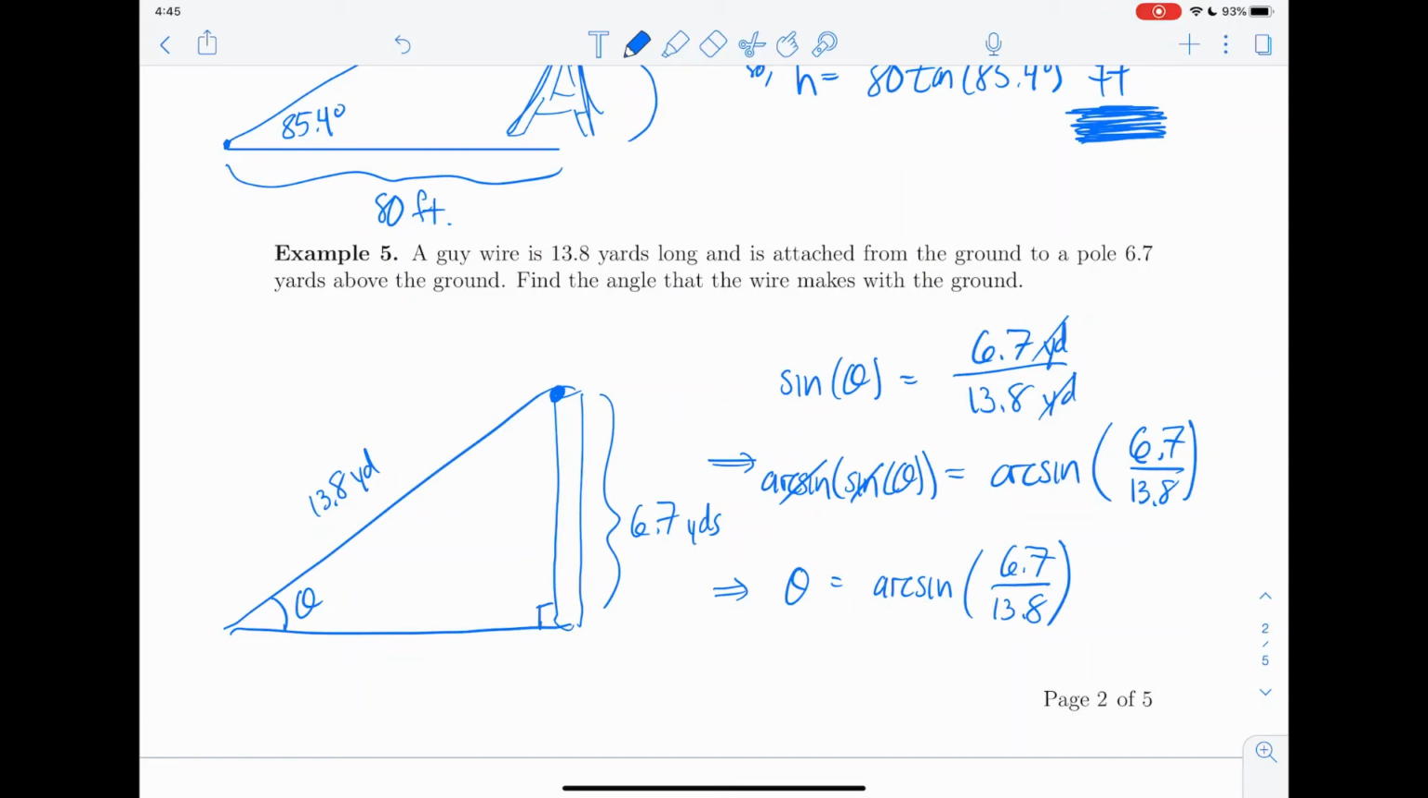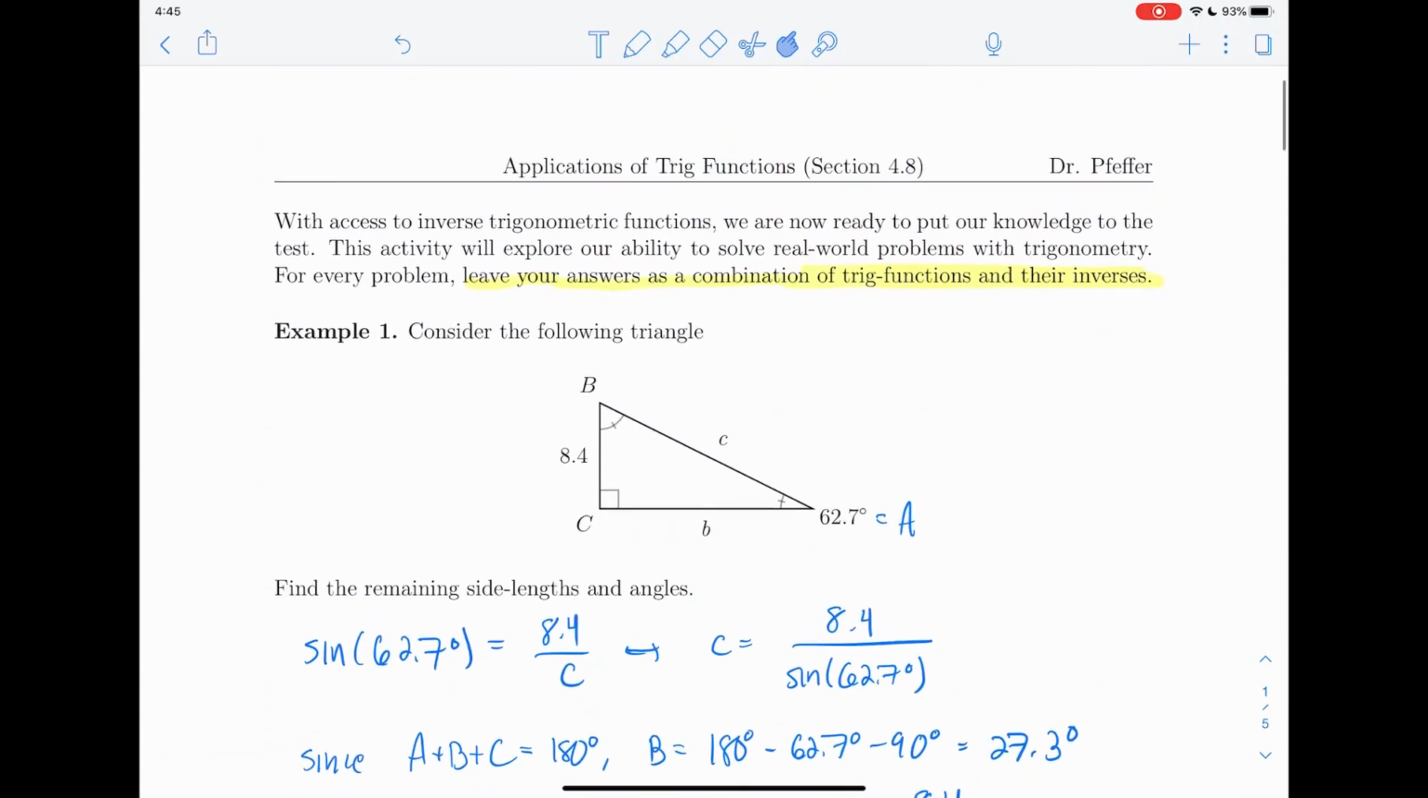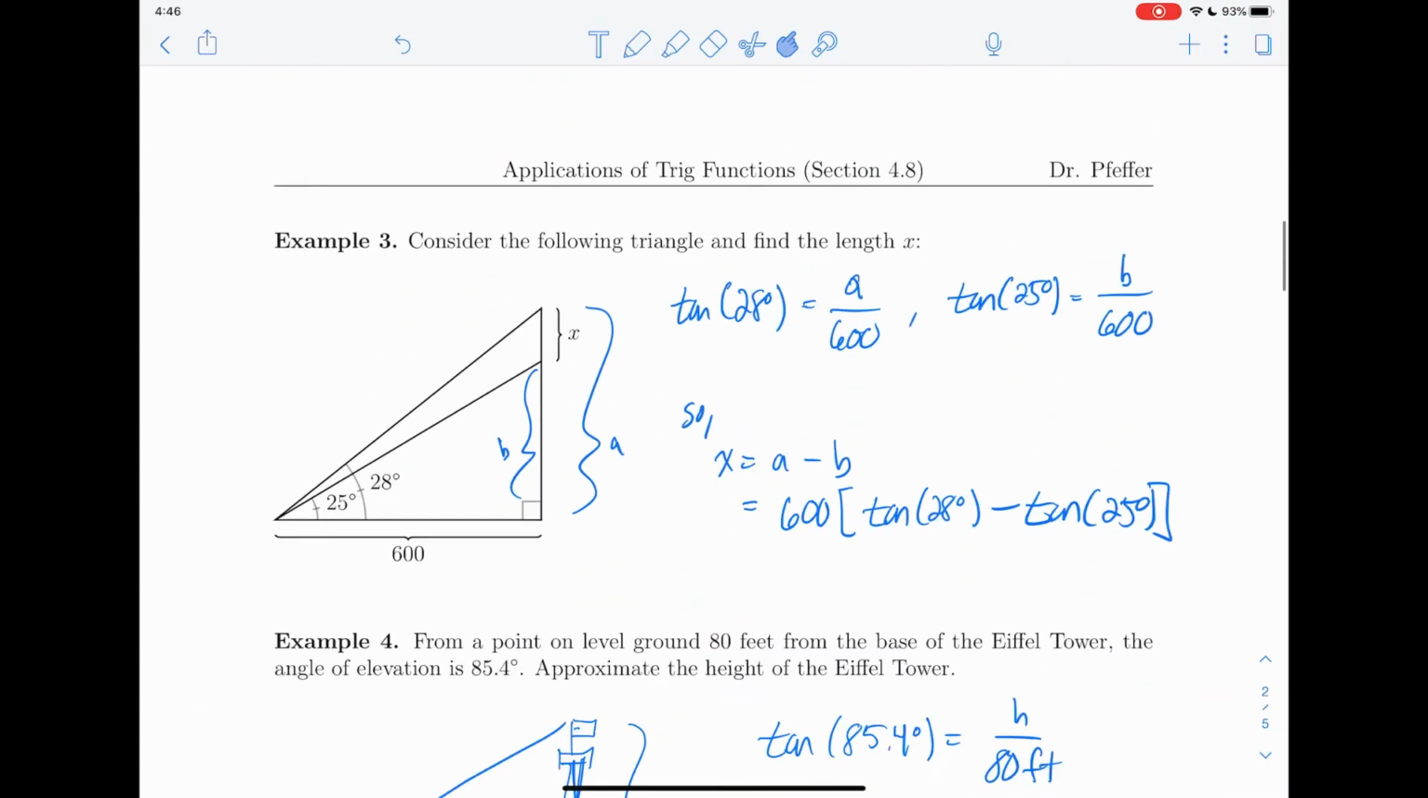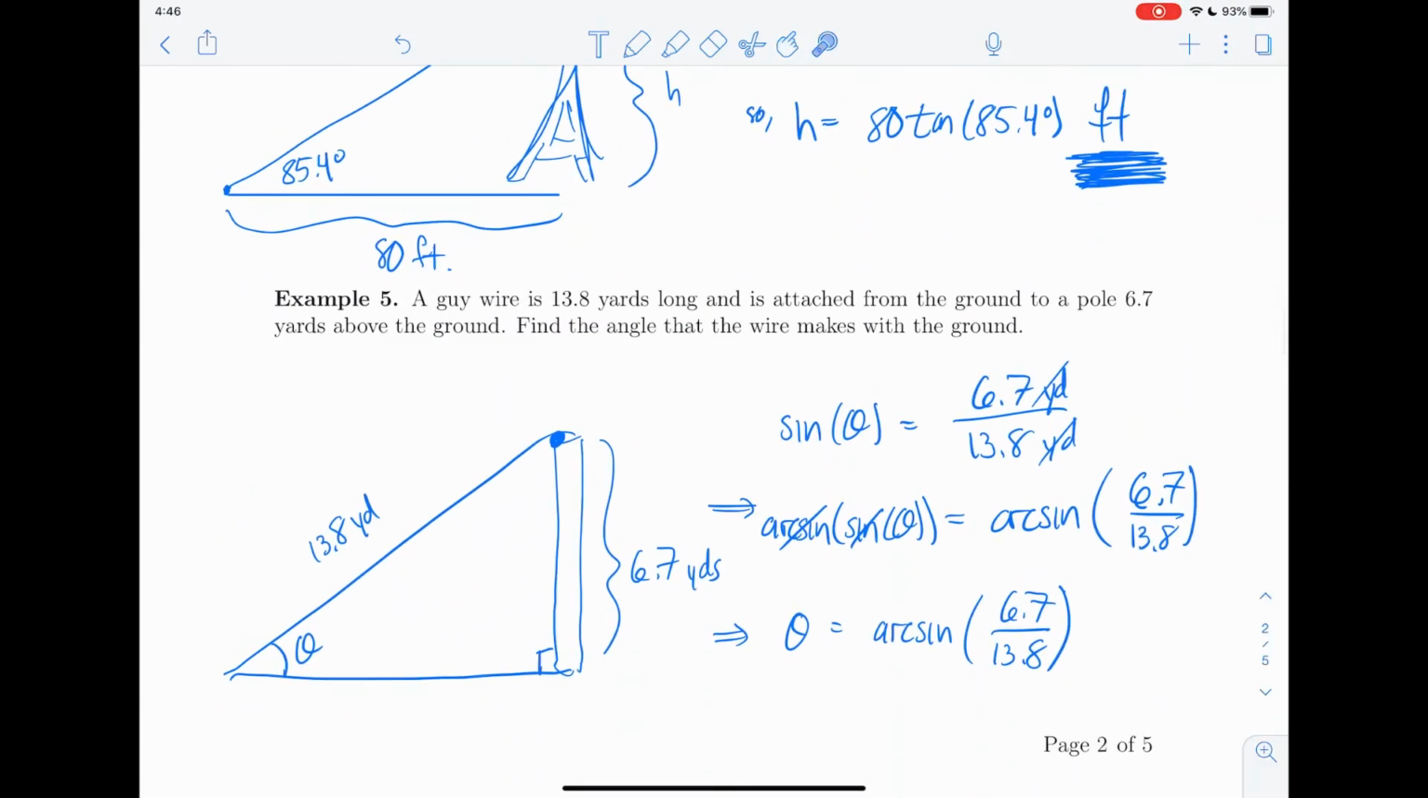So we see here that trig functions are also coming into play. And so when we talked about in the very first page, this idea that we're going to leave our answers as combinations of trig functions, yes, but also their inverses. We see now an example of that, where if our goal is to solve for an angle, we have to leave our answer in terms of the inverse sine, in this case, otherwise known as the arc sine.